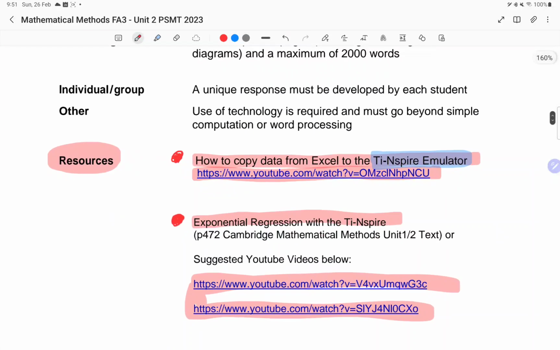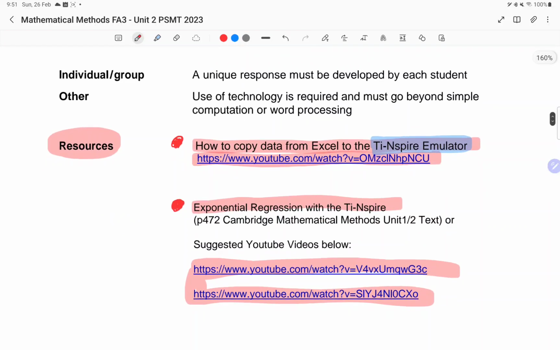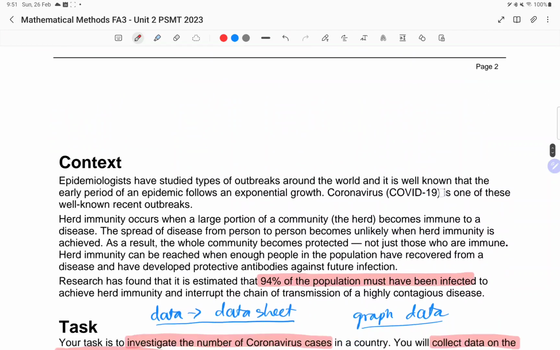I'm the IT guy. So yes, Charlie, what you missed is basically the resources, how to copy data from Excel to the TI emulator. The resources are the things that they normally expect you to do. That's why they put the resources there. So always watch and learn all the resources first, and then you have an idea: this is most likely what I have to do, and this is how I can do it. So go back, watch those YouTube videos.